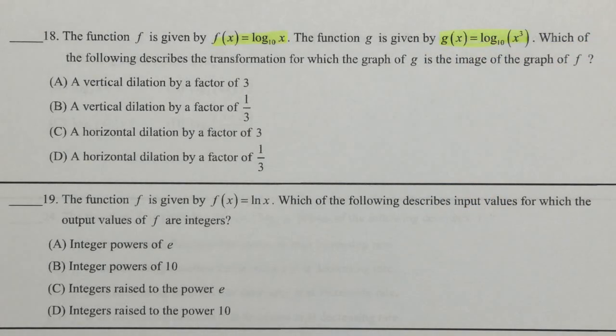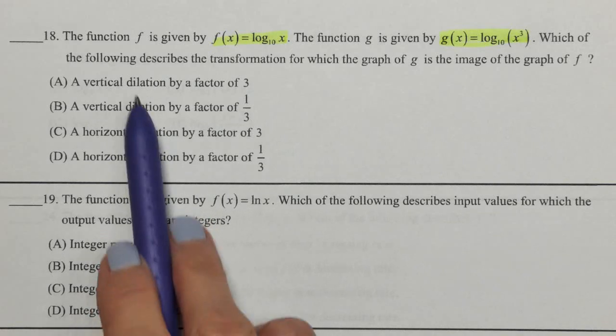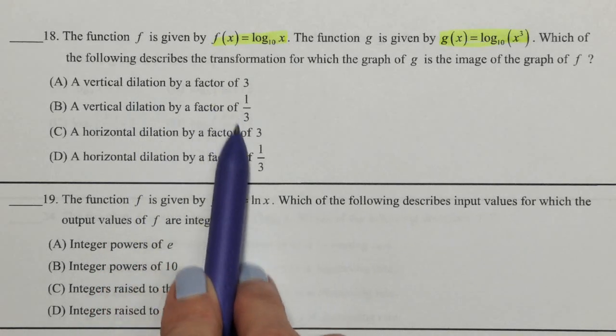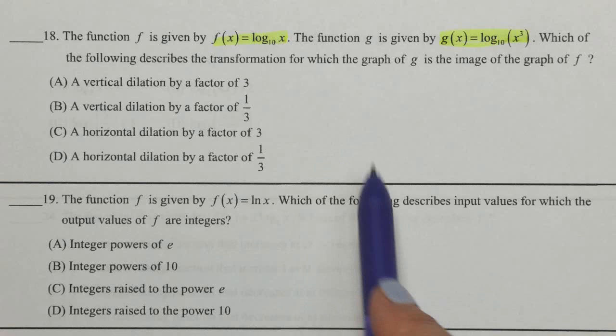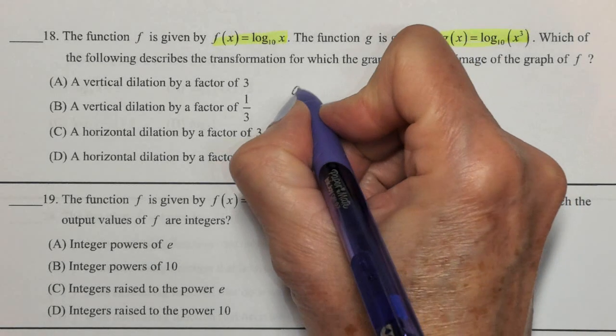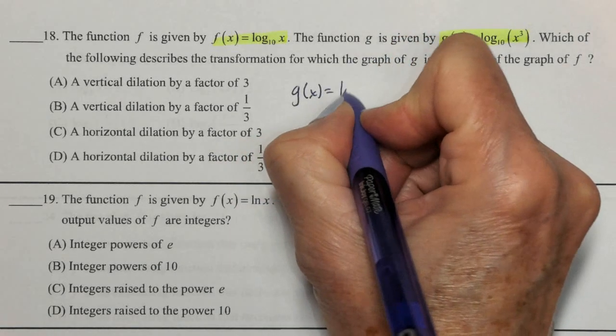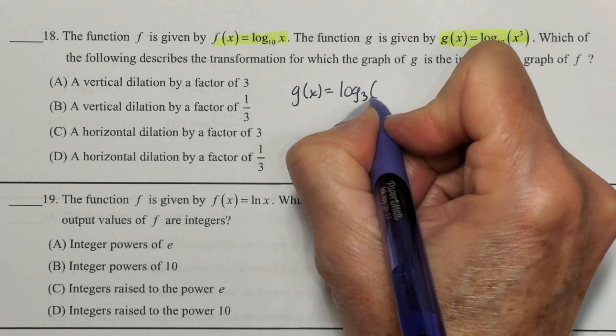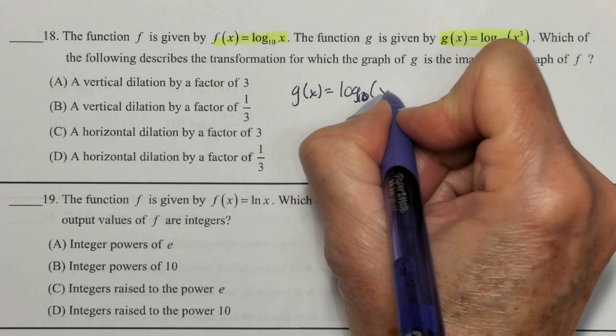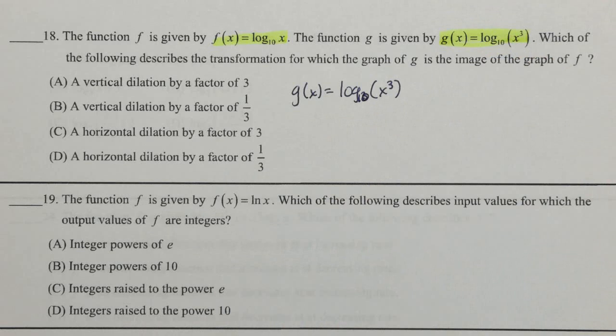Which of the following describes the transformation for which the graph of g is the image of the graph of f? And I see here they're talking about dilations, factors of 3 and 1/3. So let's see. They give me that g of x is log base 10 of x cubed.